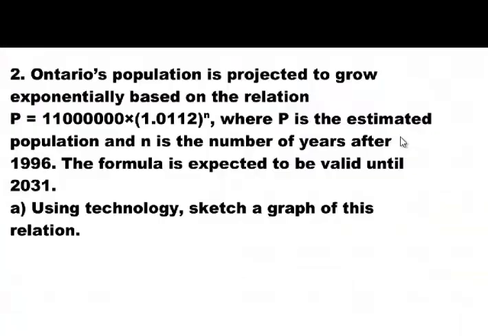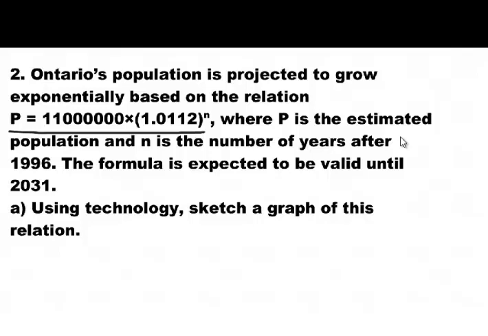The next question says, Ontario's population is projected to grow exponentially based on the relationship given by this equation. P is equal to 11 million times 1.0112 exponent n. P is the estimated population and n is the number of years after 1996. And this formula is valid until 2031.